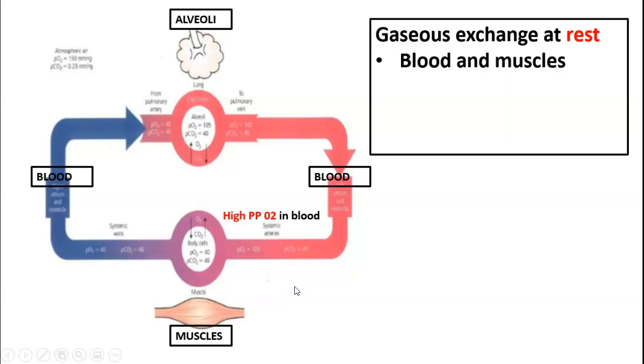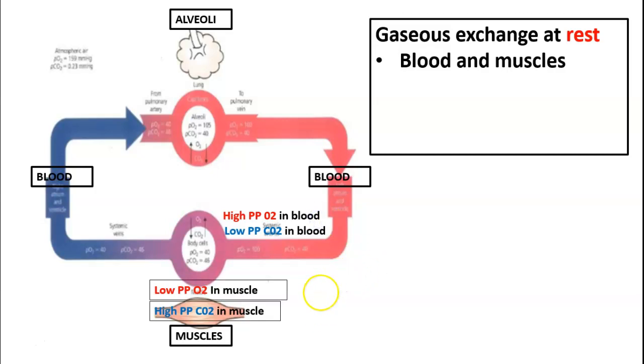Let's have a look at how we would write this. So there is a high ppO2 in the blood. Because that's high there, it means that automatically the other gas is low, so there's a low ppCO2. Hopefully people understand there's a high ppO2 because oxygen has just been diffused from the alveoli into the blood. That is why it is high. On the flip side, there is a high ppCO2 in the muscle because oxygen has been used up, therefore the partial pressure of carbon dioxide rises. And there is a low ppO2 in the muscle. That should make sense to people because it's used up to allow us to survive, to keep our daily functions alive.